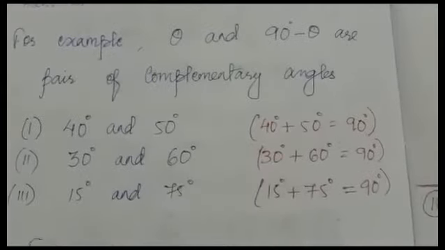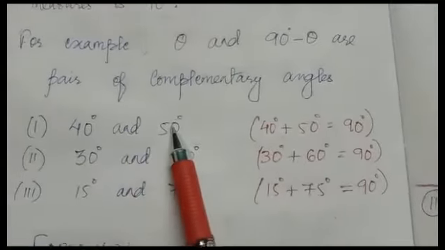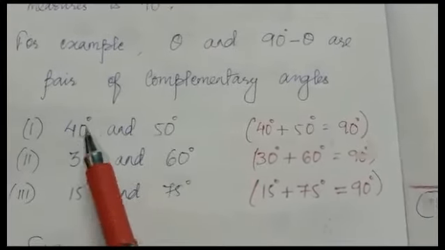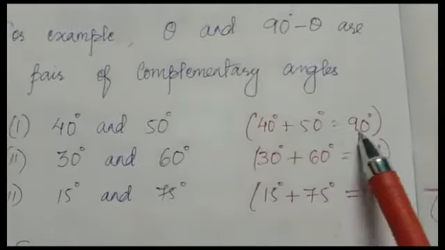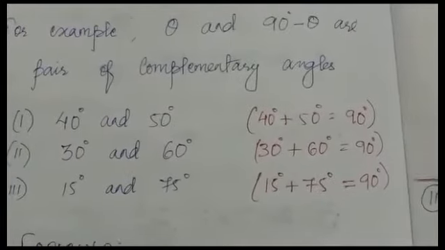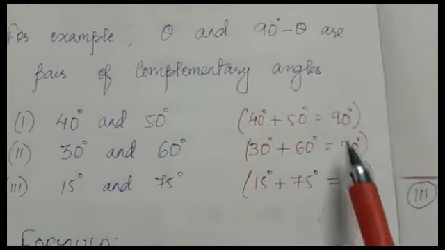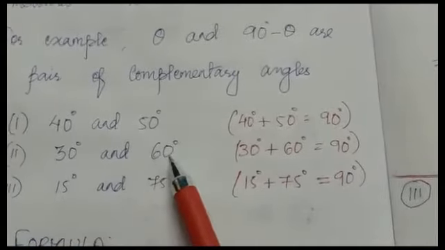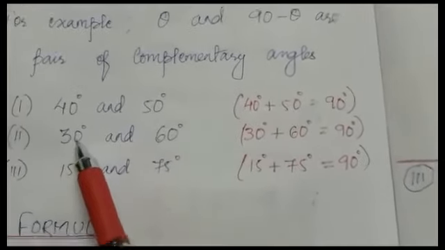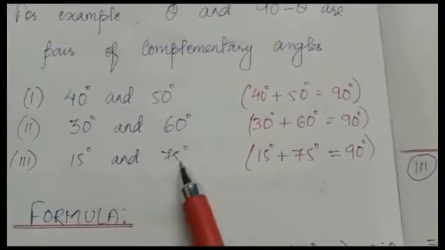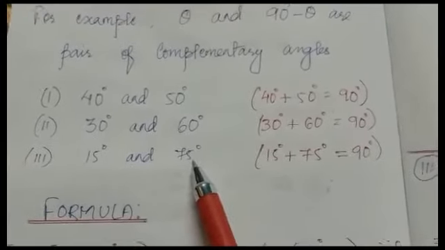Some more examples: 40 degrees and 50 degrees are complementary because when you add these two angles, you get 90 degrees, and 30, 60 are complementary because 30 plus 60 is 90. 30 is the complementary of 60 and 60 is the complementary of 30. 15 and 75 are complementary.